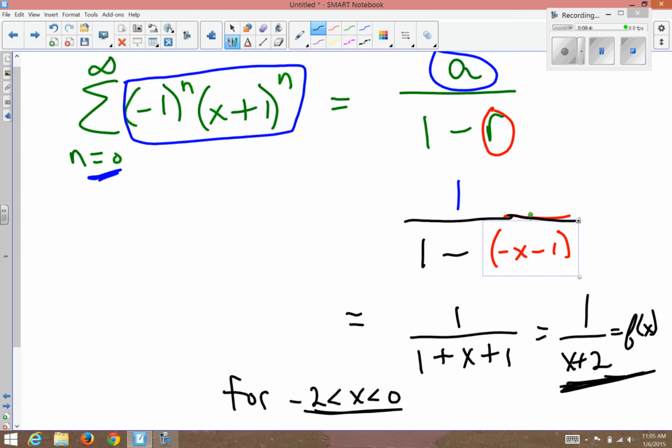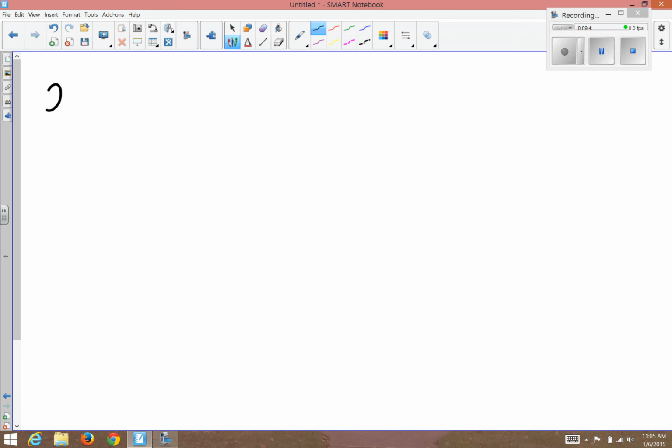All right, now we're going to do number 28, which says use the series and function f of x from exercise 22 to find a power series for f prime of x. We're going to start with what we got in exercise 22.